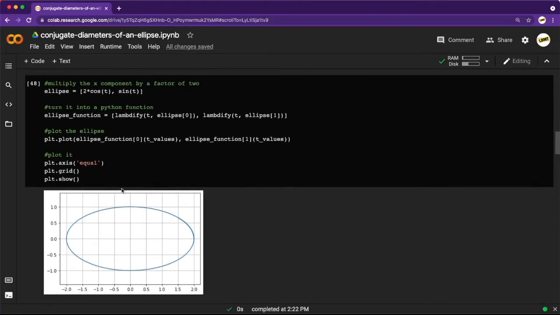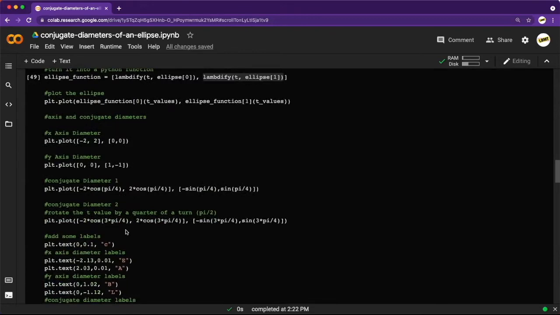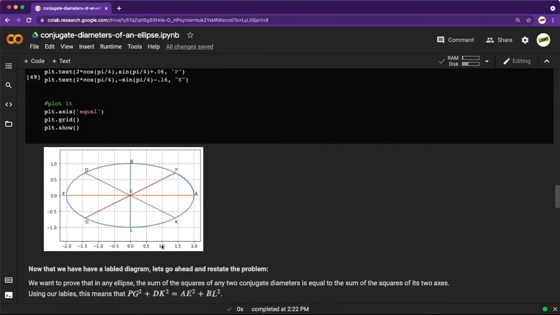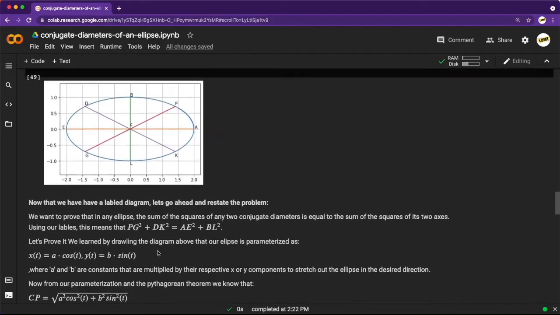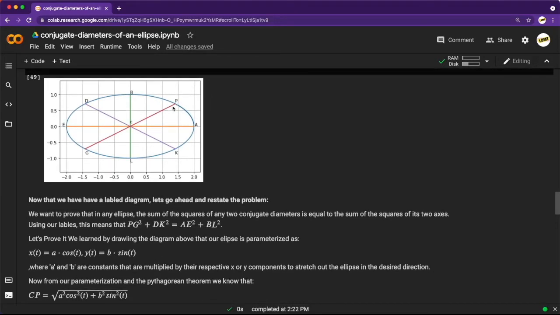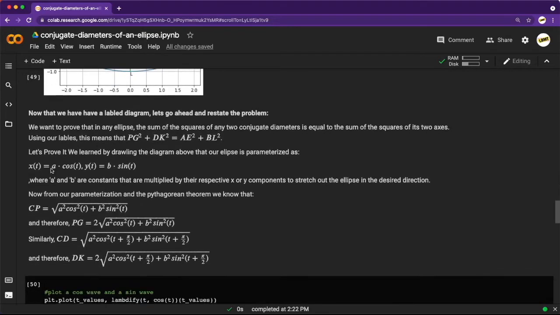And so our parameterized curve basically becomes a times cosine t for the x component, and the y component is b times the sine of t. So let's go ahead and prove this out. We've got our labeled diagram up there, which we went through and explained. And what we're trying to do is say that this length PG squared plus this length DK squared is equal to these axes AE squared plus BL squared. And we've got our parameterized ellipse curve. And so we should be set here.